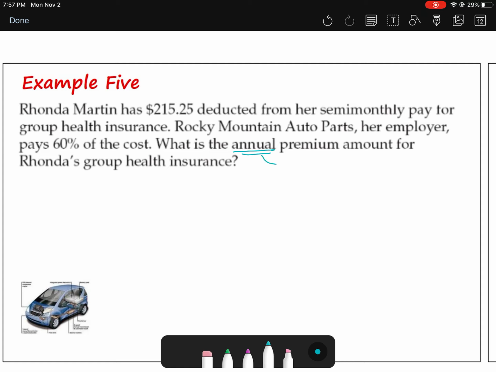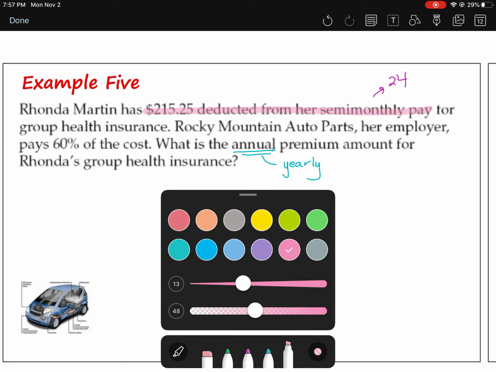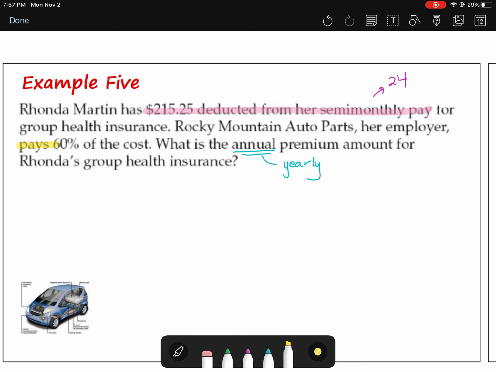Okay, so again, I want to know annual, so that means we're thinking yearly. Let's see what we know. She has $215.25 deducted from her semi-monthly pay. Remember, semi-monthly means I have 24 paychecks. I know that her employer pays 60% of the cost. So that means Rhonda pays 40%. Okay, so we're going to do the same thing we did before.